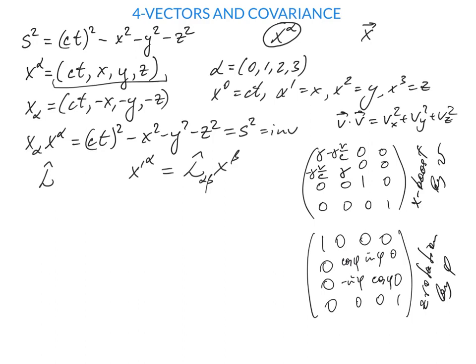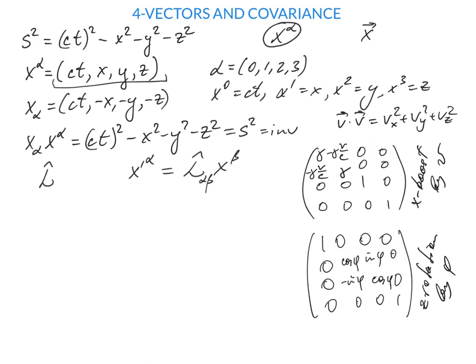So in terms of the generators, there are 6 generators of this group. There are 3 boosts in the 3 directions and 3 rotations around 3 spatial axes.